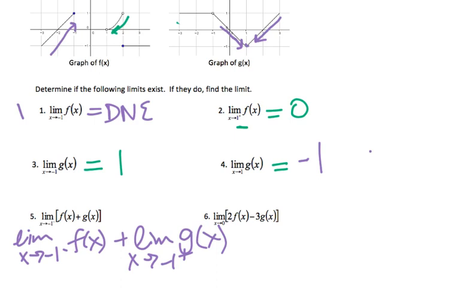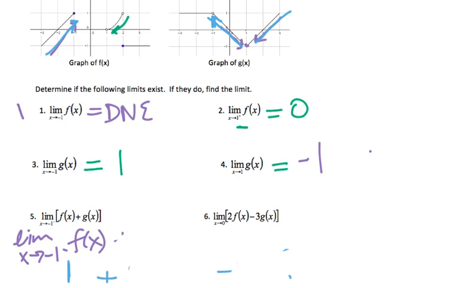When we look at the limit as x approaches negative 1 from the left for f of x, we said earlier that that value is 1. Then when we're looking at g of x, the limit as x approaches negative 1 from the right, let's approach from the right negative 1. That value is 1. So this is 1 plus 1, which makes 2. Okay, let's clear this so we've got room for the final one.